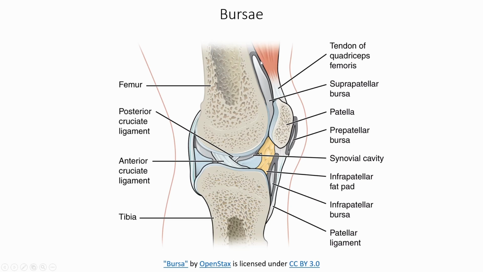So suprapatellar, we think above the patella, above the kneecap, right? The prepatellar bursa, so in front of the kneecap. The infrapatellar bursa, right, which is below the kneecap. And then we have a few other parts too.